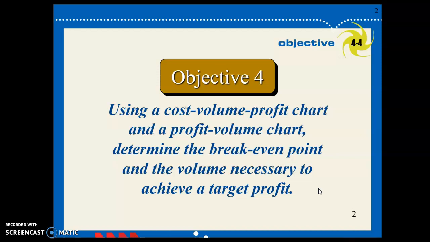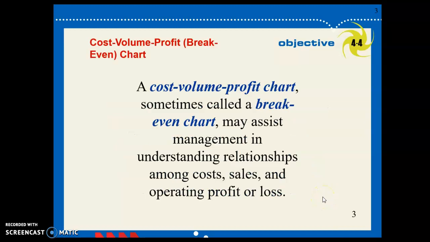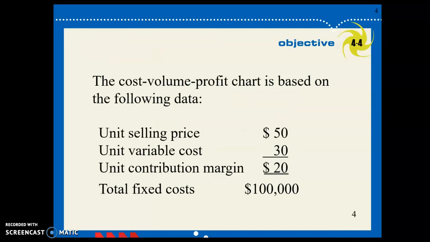Look at the charts, okay, graphic analysis of cost, volume, and profit. We're going to look at a graph, and here's our data that we're going to be using for this particular graph: the unit selling price is 50, the variable cost per unit is 30, so our contribution margin per unit is 50 minus 30, which is 20, and our total fixed costs are 100,000.